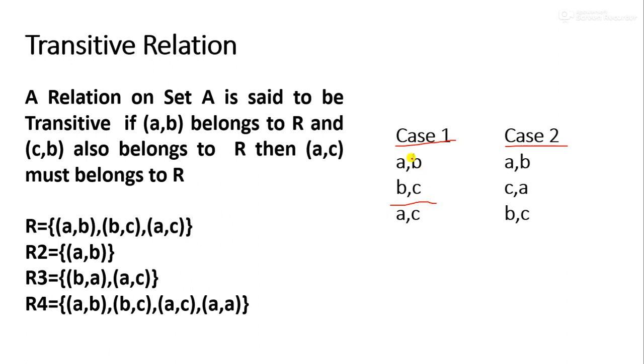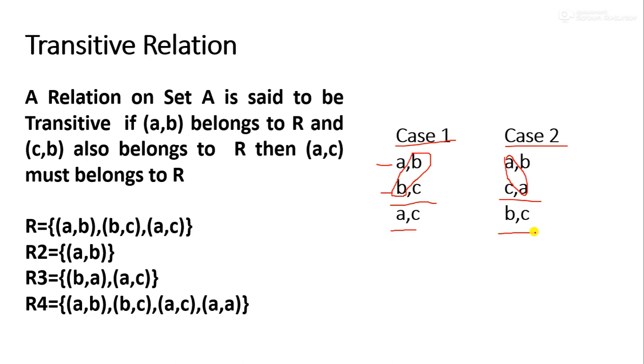In case 1, the second element of the first pair and the first element of the second pair are common, then we need to check for AC. Then in the second case these two elements are common. Only when such a case occurs do we need to check for transitivity. Otherwise, by default, our relation is transitive.